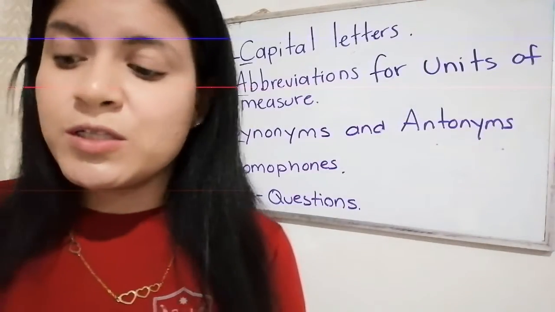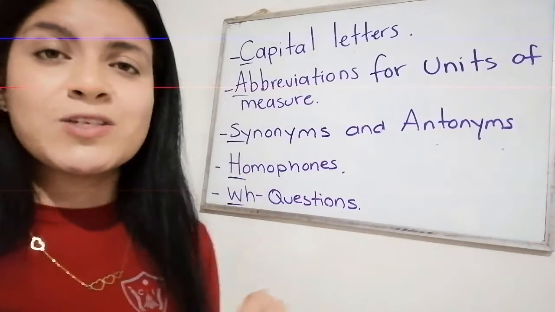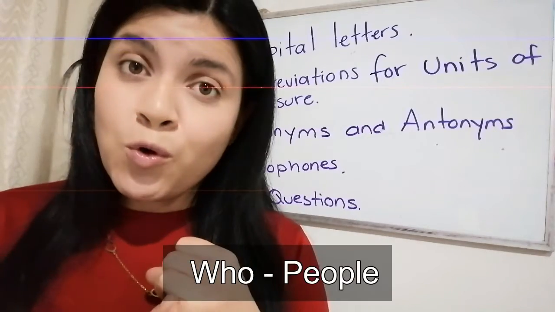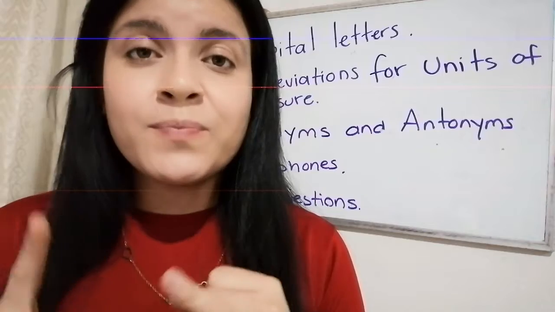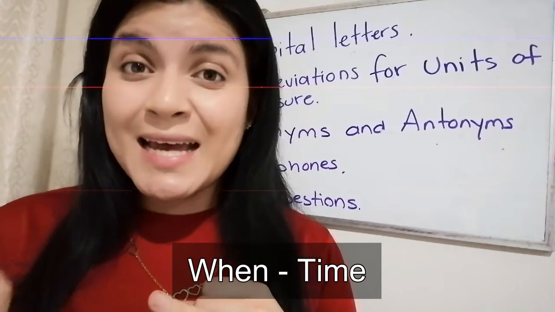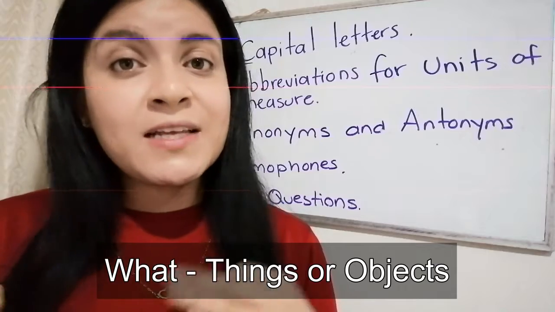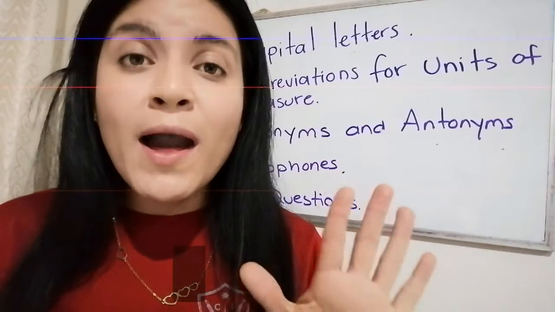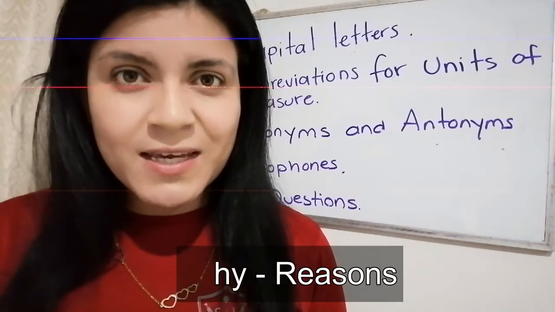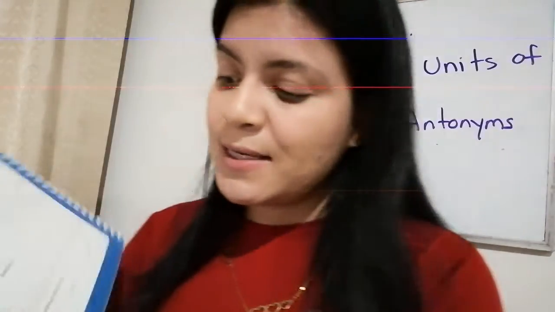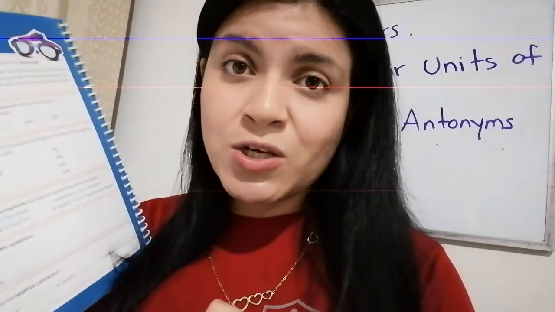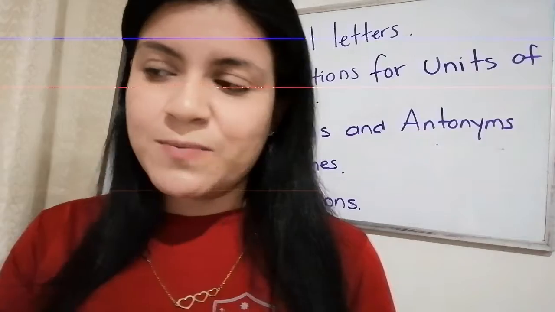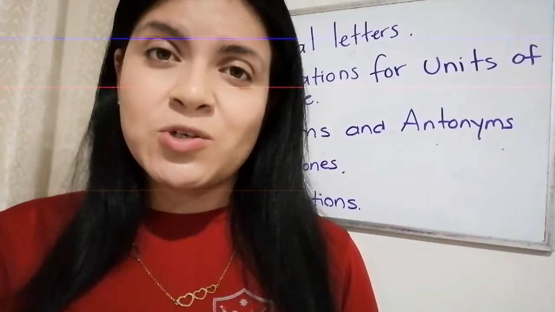Now, let's continue with WH question, guys. WH question. We have 5 WH questions in English, yes? We have who, when we want to ask about people, when, for time, what, for things or objects, where, to ask for a place, and why to ask for a reason. Yes? The exercise here on your book, guys, is to write three questions using your WH question. Who, where, and which. Yes, which is another WH question, okay?